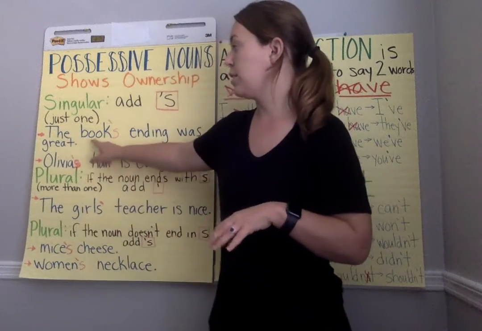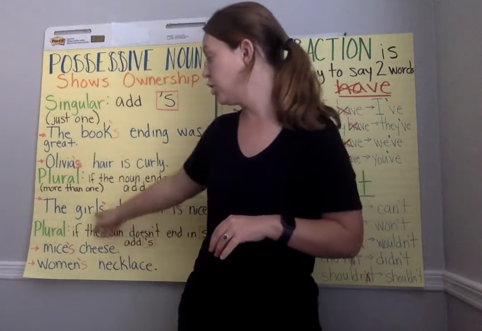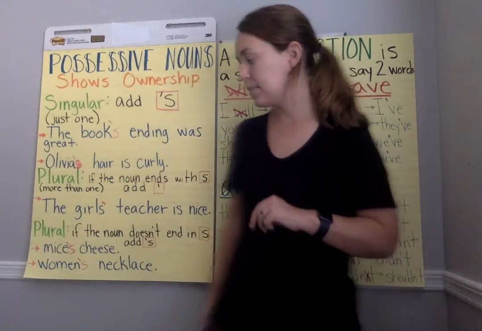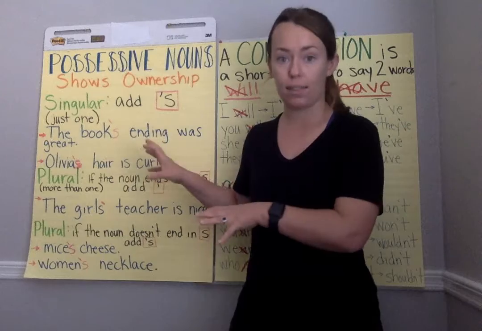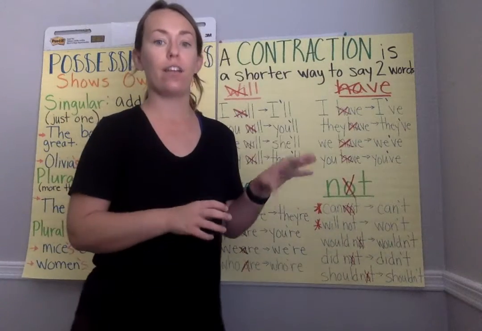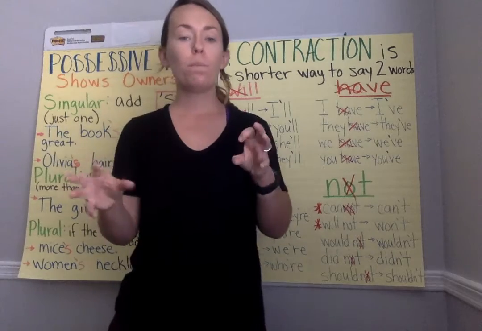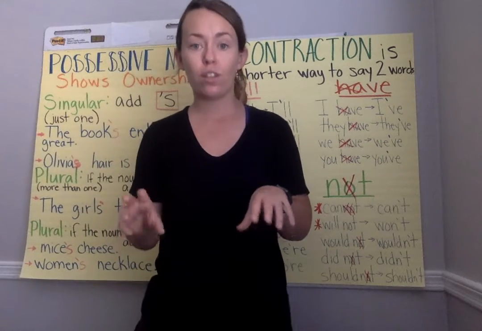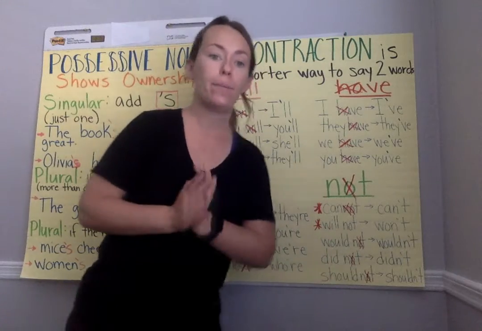So like we saw, the book's ending was great. The girls' teacher is nice. The mice's cheese, things like that. Those are possessives. Contractions, on the other hand, will take those two words and smush them together with the apostrophe. So make sure you guys are paying attention to the directions when you are going through your assessment today, okay?